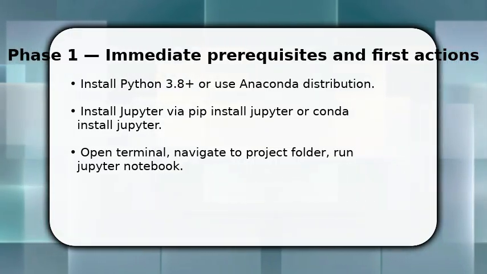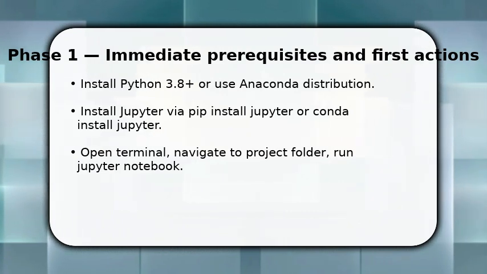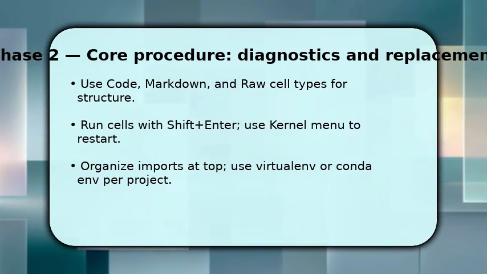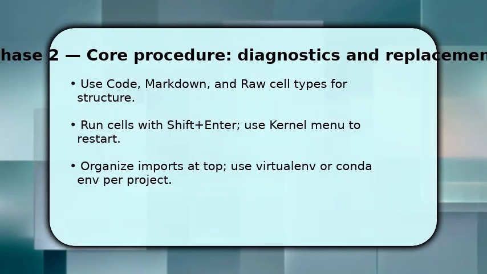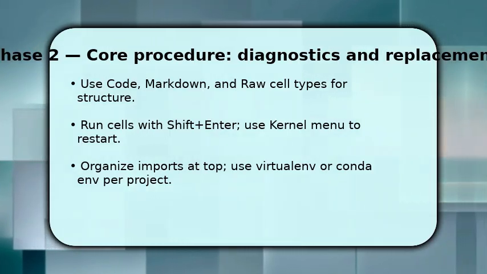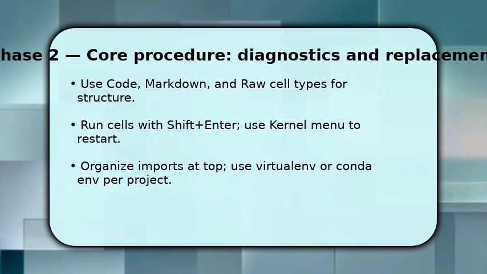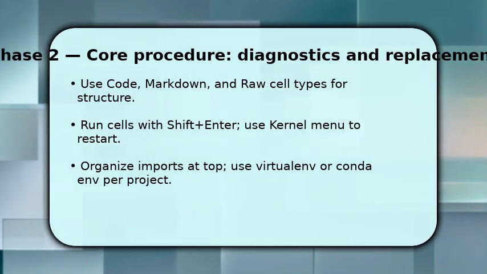You now build your workflow. Put imports and configuration in the first cell so the kernel loads required packages. Execute cells with Shift+Enter and use Control+Enter to test without moving focus. Make headings and explanations with Markdown cells. This documents why code exists.